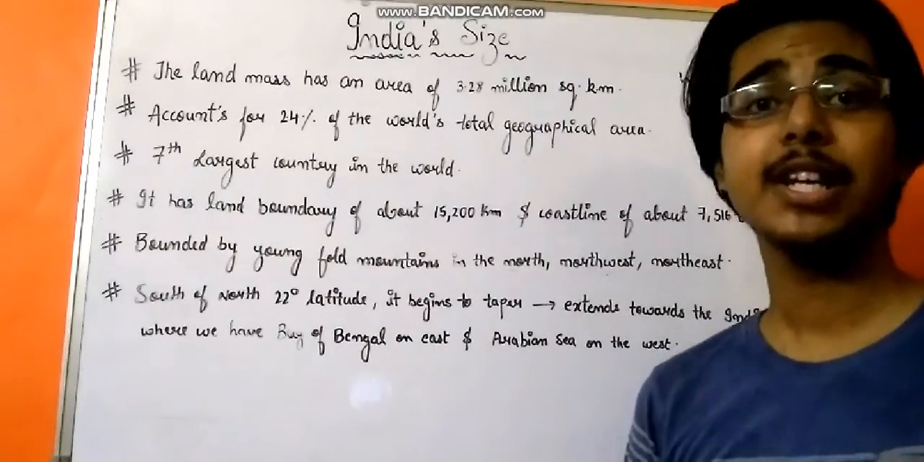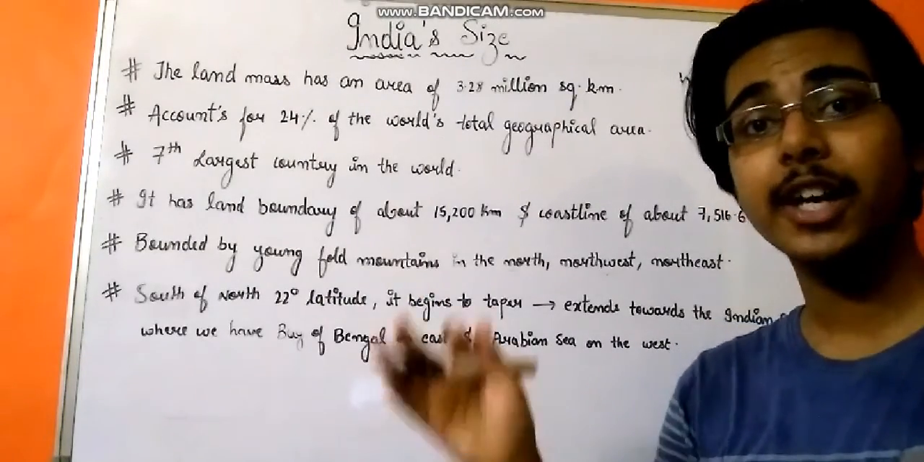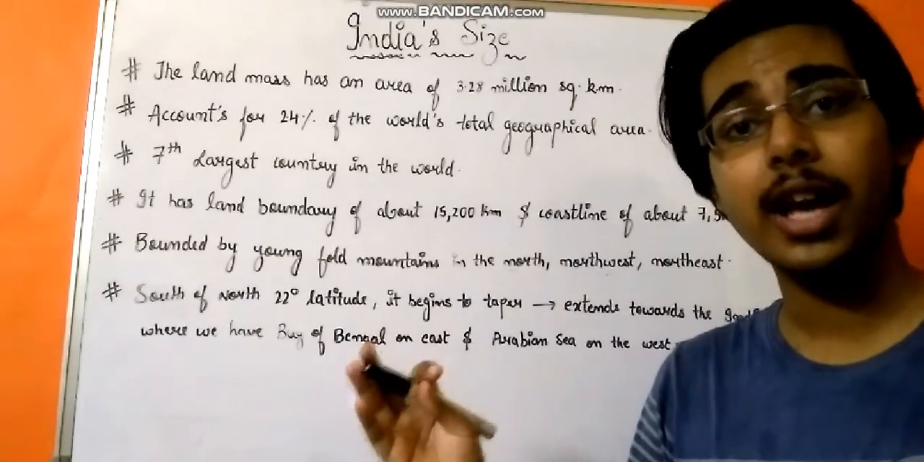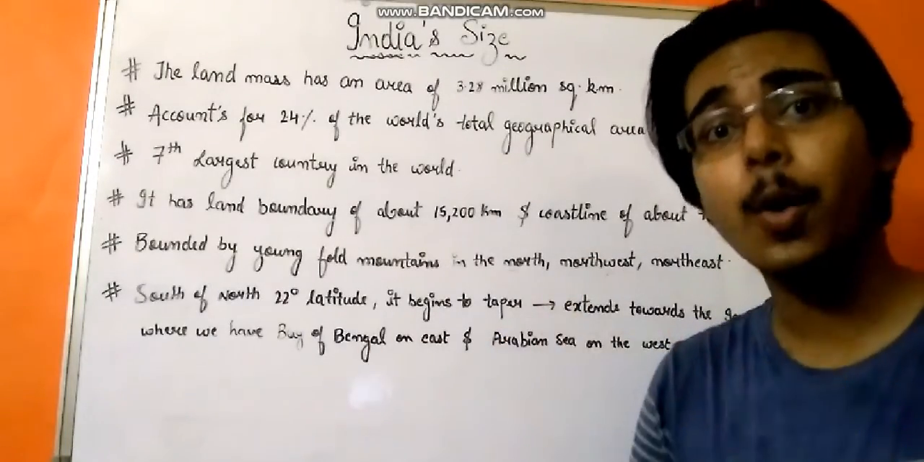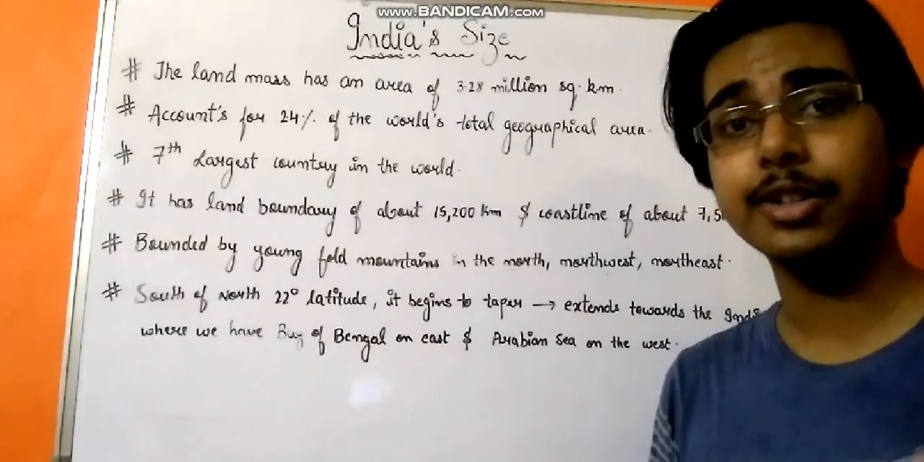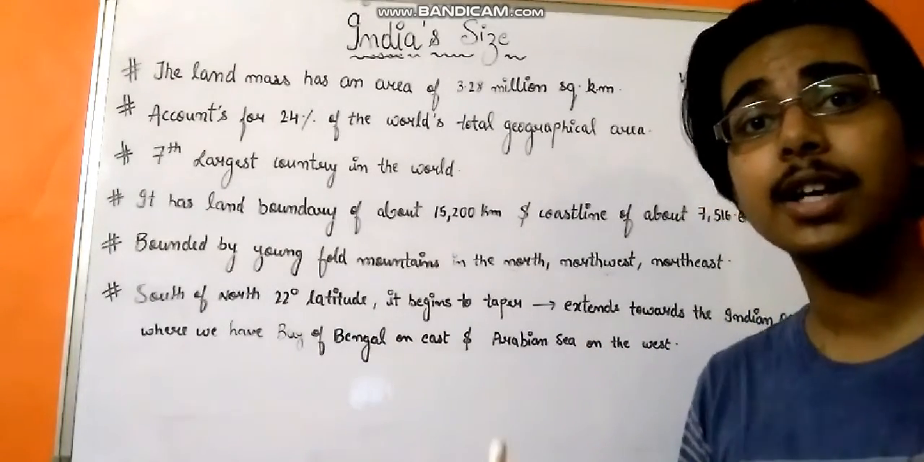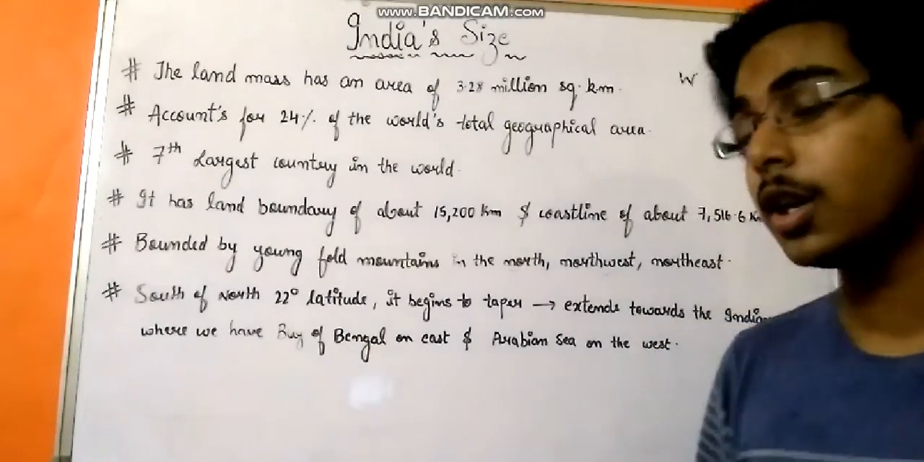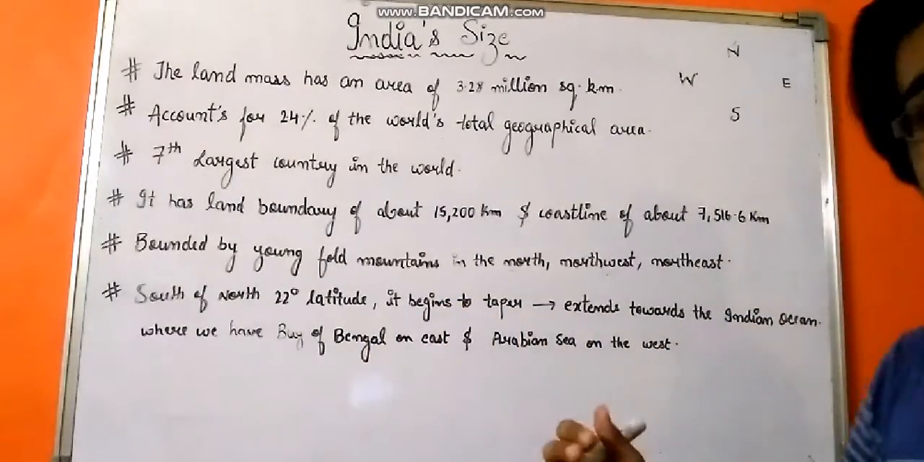Now what is the meaning of taper? If you look at the physical map or political map of India, you see that the north area of the country is broadened, it has a lot of thickness. But when we go towards the southern area, the thickness of India's map or geography reduces. So as we go towards the south, it reduces.